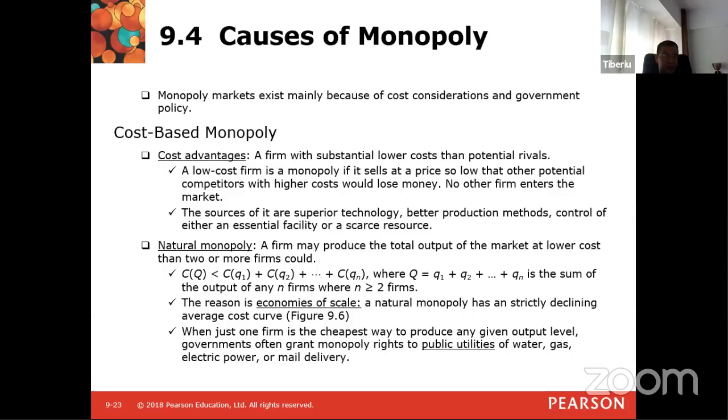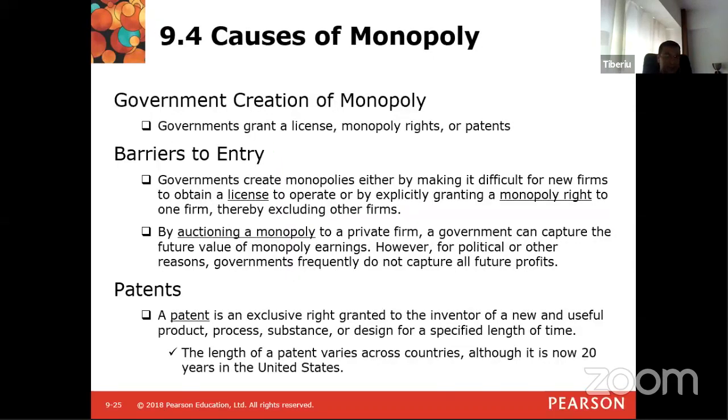The sources of it are superior technology, better production methods, and control of either an essential facility or a scarce resource. Governments grant a license, monopoly rights, or patents. Governments create monopolies either by making it difficult for new firms to obtain a license to operate or by explicitly granting a monopoly right to one firm, thereby excluding other firms. By auctioning a monopoly to a private firm, a government can capture the future value of monopoly earnings.